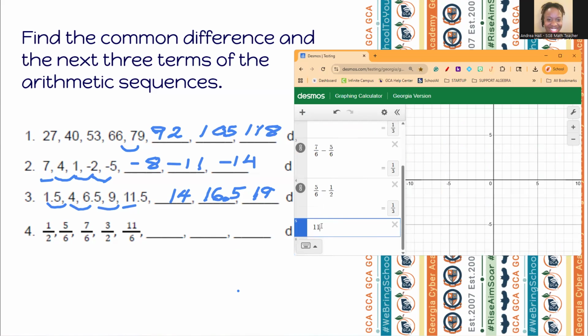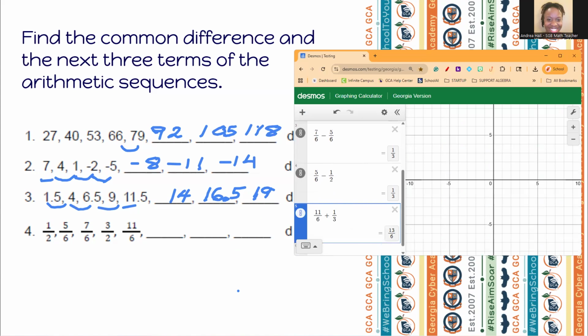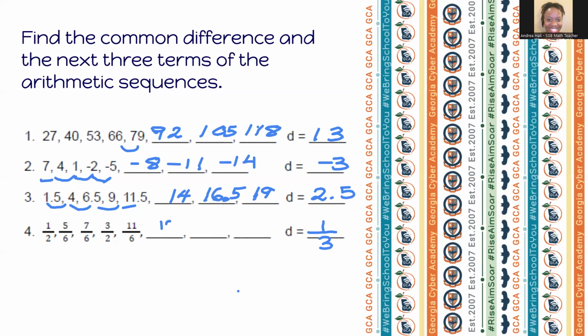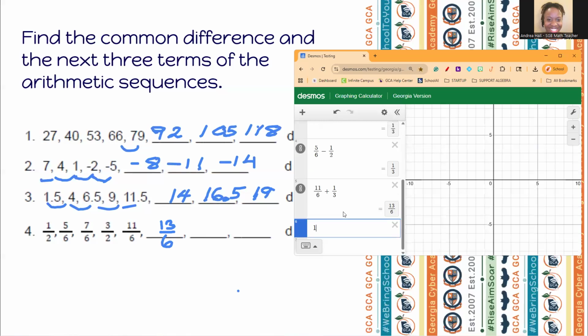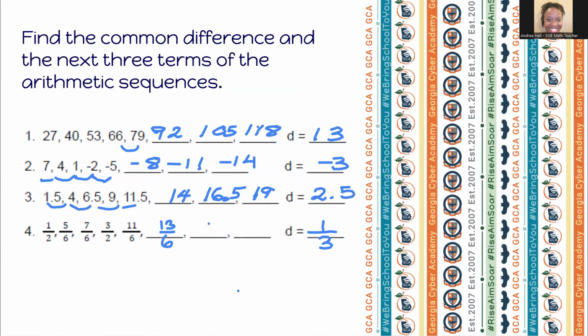So 11 divided by 6, then plus 1 divided by 3. It's going to give it to you as a decimal. Click here so you can get the fraction 13/6. Then I'm going to say 13 over 6 plus 1 divided by 3. Get that answer, and that's going to make it a fraction, 5 over 2.